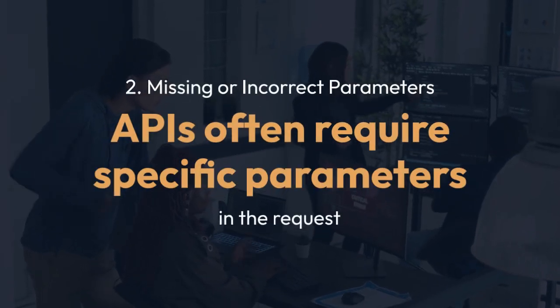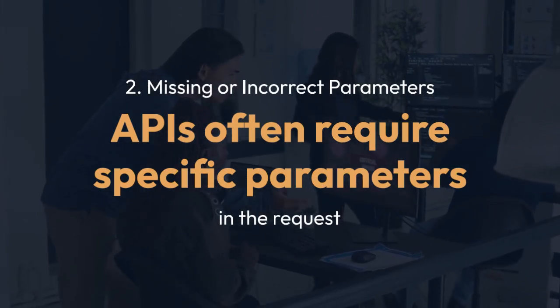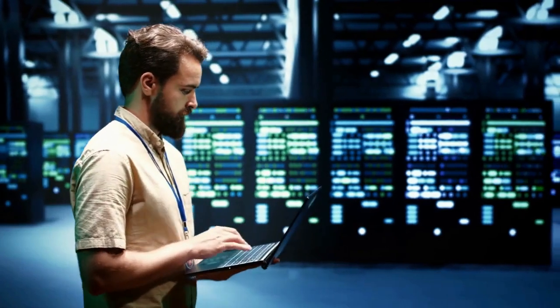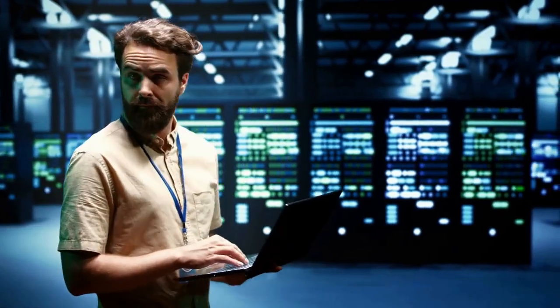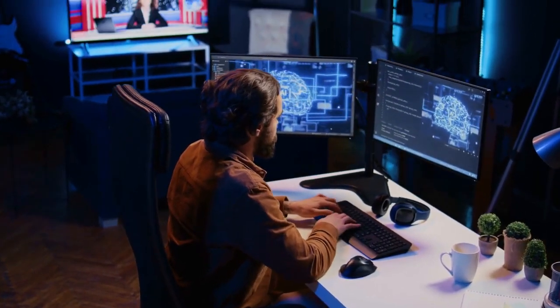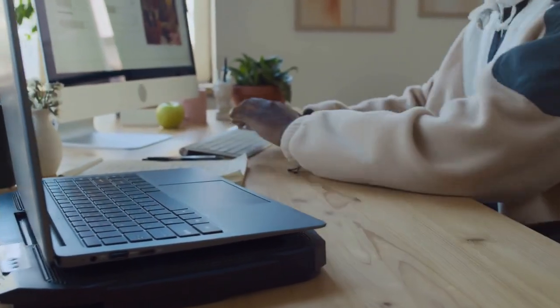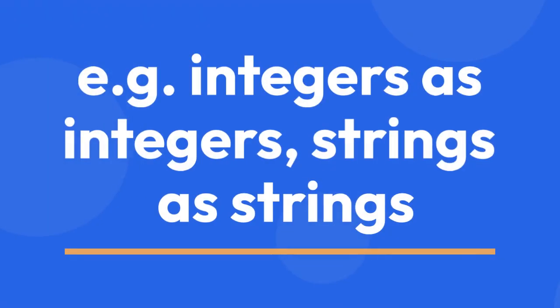2. Missing or incorrect parameters. APIs often require specific parameters in the request. If you're missing a required parameter, or if a parameter has the wrong data type or format, you'll get a 400 error. Carefully review the API documentation to ensure you're sending all required parameters with the correct values and data types, e.g., integers as integers, strings as strings.